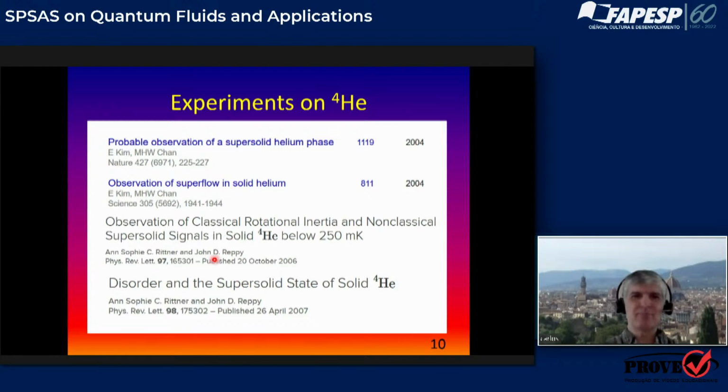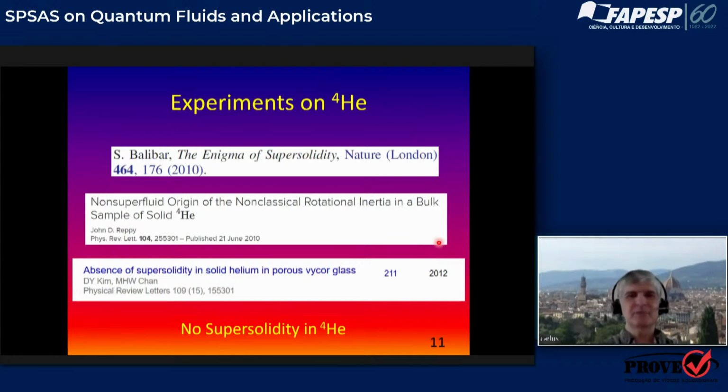And then John Reppy, who was the advisor of Moses Chan, also jumped into the problem and found that, yes, we did see non-classical rotational moment of inertia. So it's a signal of supersolids. And then the disorder doesn't seem to affect supersolidity much. But a few years later, from 2004 to 2006, Balibar was criticizing that work because there were alternative interpretations, and he then conducted some experiments also. And then a few years later, those papers were retracted.